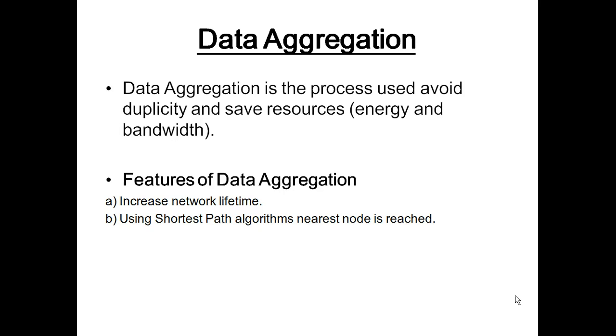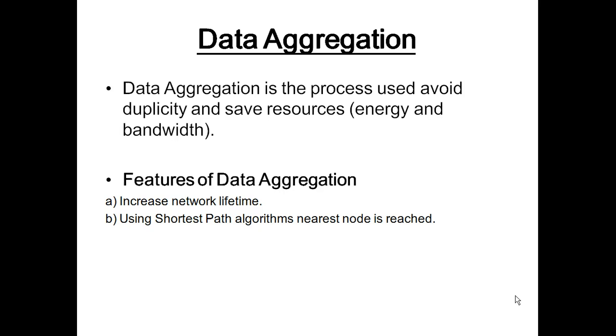So there are various features also of data aggregation. The first one is to increase the network lifetime. Now, of course, by performing data aggregation, we are able to increase the lifetime of our network. How? By using different resources in an efficient manner, by using different algorithms. We can remove the redundancy, we can remove the duplicity of the data, we can save the energy of our network, we can save the bandwidth of our network.